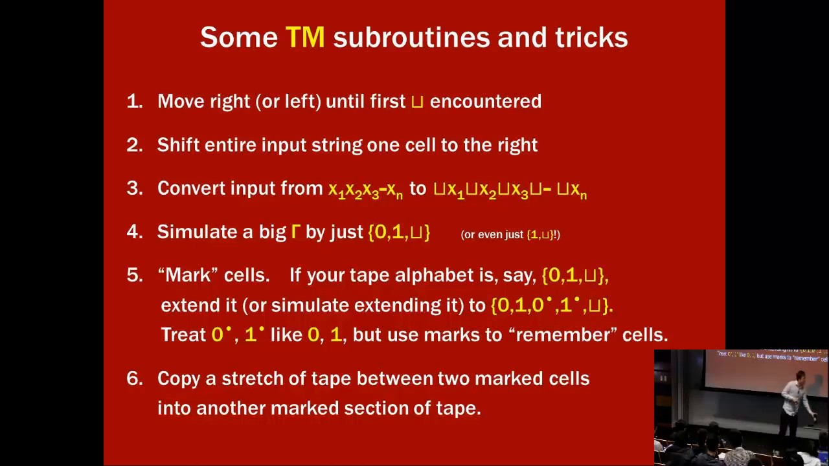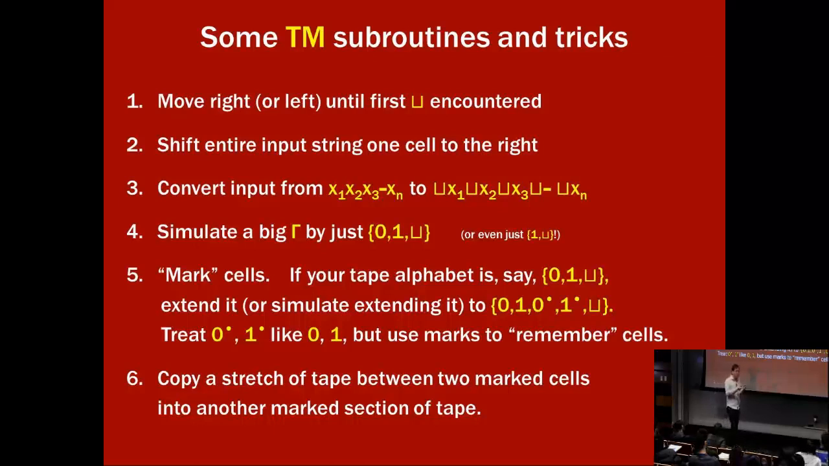OK. Another good trick, which is a little bit like this pound sign trick, is to mark cells. What does that mean? Let's say your tape alphabet is 0, 1, and blank. You just say at the beginning, you know what? I'm going to have 0, 1, 0 with a dot, 1 with a dot, and blank. Or you can simulate that if you want.